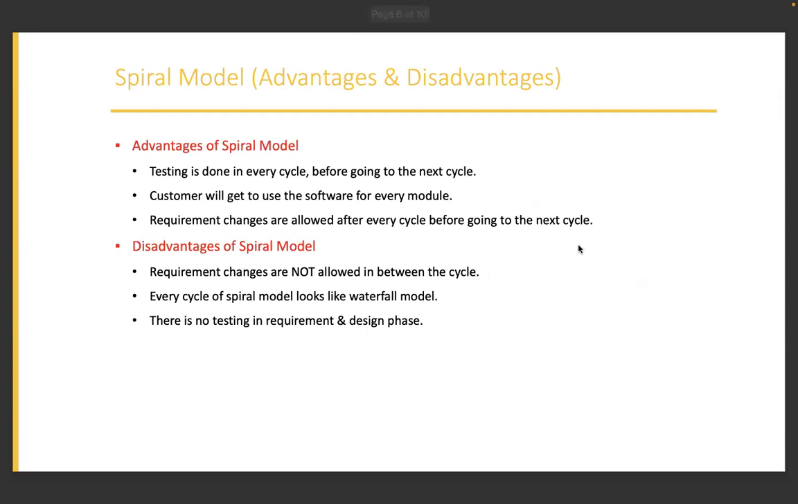In the advantages, you can see the testing is done in every cycle before going to the next cycle. So the customer will get to use the software for every module. Here, if you notice, we have overcome the drawback of the waterfall model, which is requirement changes. You will be allowed to change the requirement before going to the next cycle. Now, one more thing: in between a cycle, you are not allowed to change the requirement.